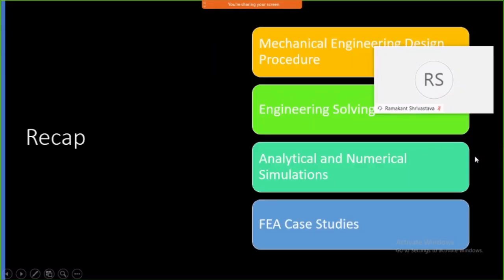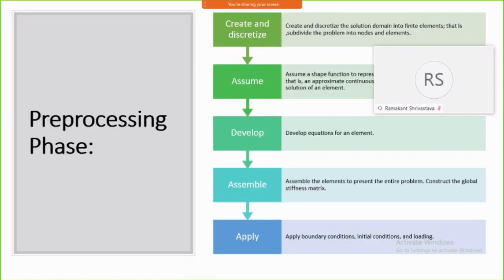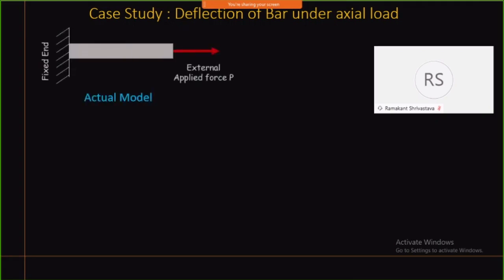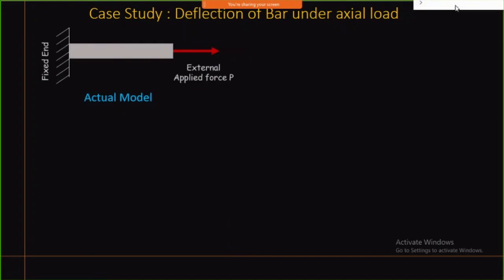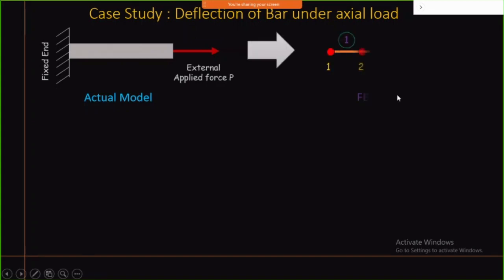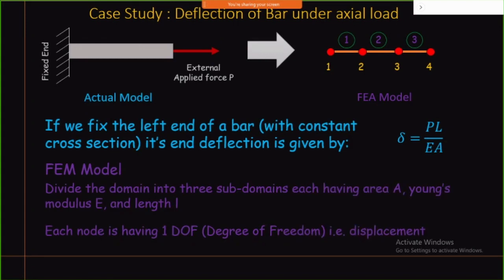So previous session, I will just recap somewhat, and then we'll move towards the next part. During the last session, we saw a case study of a simple bar under axial loading, and we started with an actual model. Then we converted that model into an FEA model, and then an individual element is separated out of it.